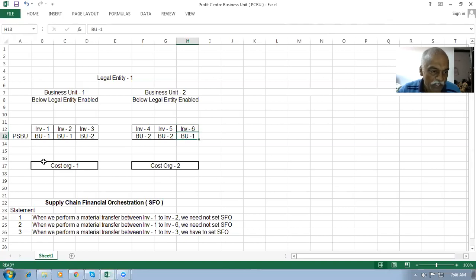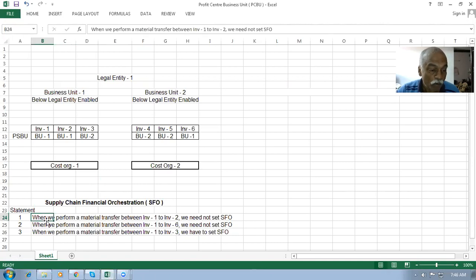My first question is: if inventory orgs belong to different BUs as far as PSBU is concerned, can I couple them, or can I put them together in one cost org or not? Similarly here also, BU1, BU2. Can I mix all these things under one cost org or not? Otherwise, only the same PSBUs can be coupled, or can we even couple multiple inventory orgs of multiple profit center BUs also? That is my first question.